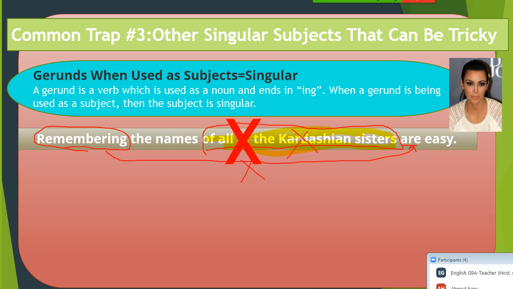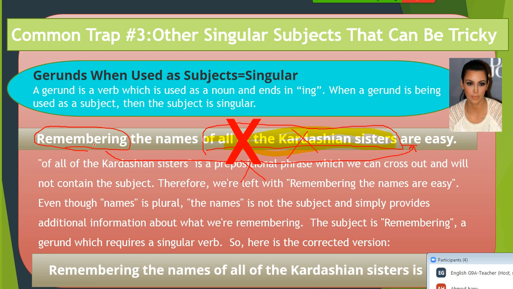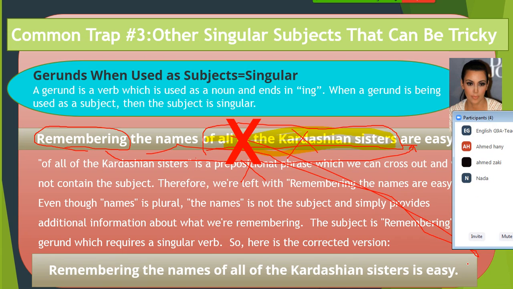Although we have here names, which is plural, this is not the subject. This is additional information. My subject is remembering itself. The process of remembering is easy. So the correct version is, as Ahmed said, what is this? The correct version should be is easy, to change the verb into is. Okay.